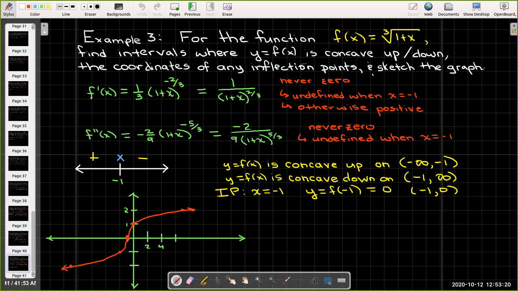So this should not be a surprise. We could have sketched the graph just from our knowledge of algebra. If we remembered what the cube root function looks like, this is simply shifted one unit to the left. And so we have concave up to the left of -1, concave down to the right of -1. It's always increasing. And it was a little hard for me to sketch, but at -1, 0, there is a vertical tangent line.